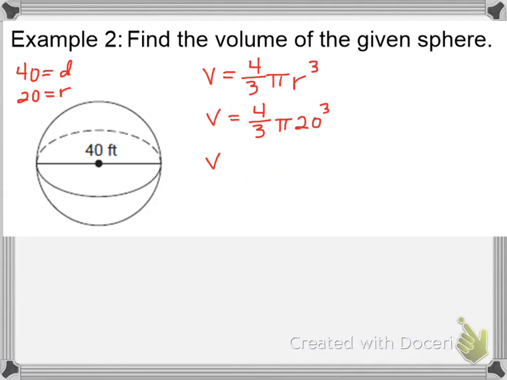So again, keeping in mind order of operations when you're simplifying these equations, you want to do the exponent first. So do 20 to the third power, or 20 upside down v, 3, and hit enter. So that gives you 4/3 pi, 8,000. Simplifying one more time, do your 8,000 times 4/3, which is going to give you 32,000 thirds pi.